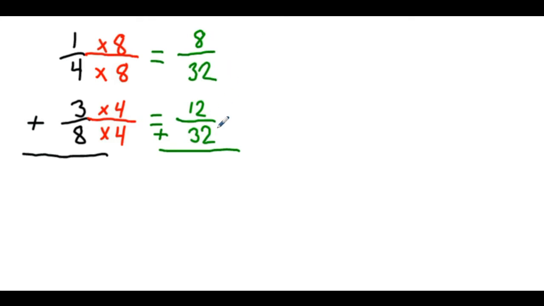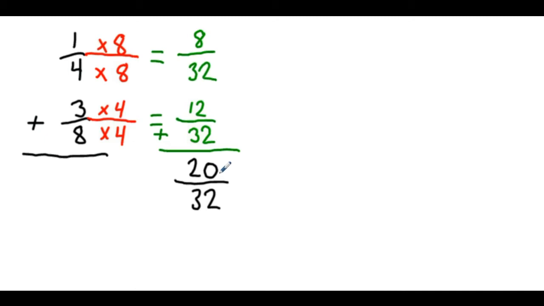Because the denominators are the same, I know that I only need to add the numerators, which are 8 and 12. Now I'm going to do that. 8 plus 12 equals 20. And that's over 32 because the denominators are the same. Now, the last step when adding and subtracting fractions is simplification. We need to check to see if we can simplify here. So, think, are there any common factors of 20 and 32?